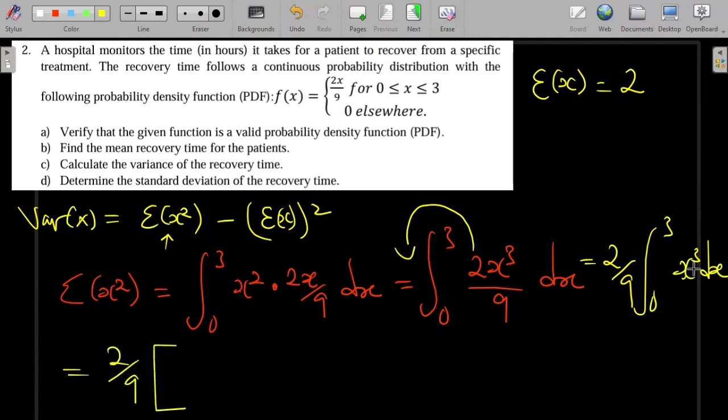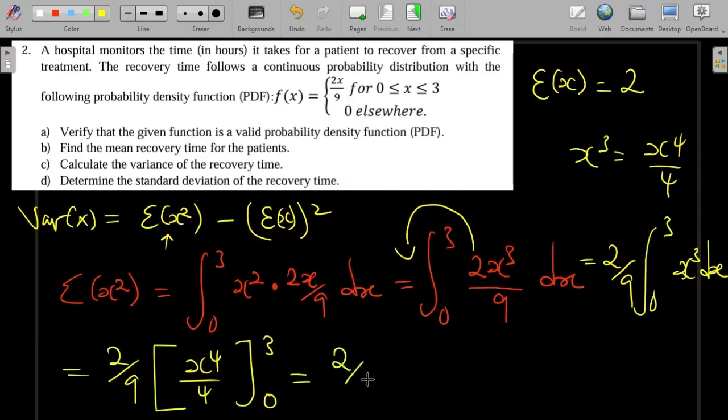Integrating x to the power 3 just gives me x to the power 4 divided by 4. So that's what I'm going to write here, and then I still have the limits 3 and 0. So this is going to be equal to 2 over 9. Now you can substitute your 3. So it will be 3 to the power 4 divided by 4 minus 0 to the power 4 divided by 4. So what does this give us?